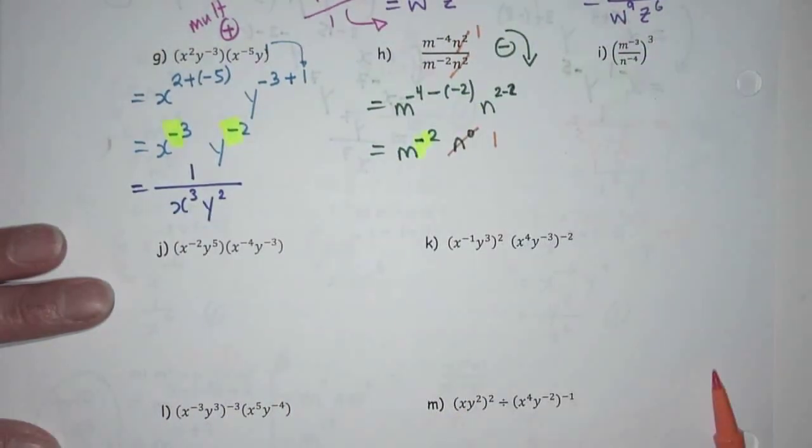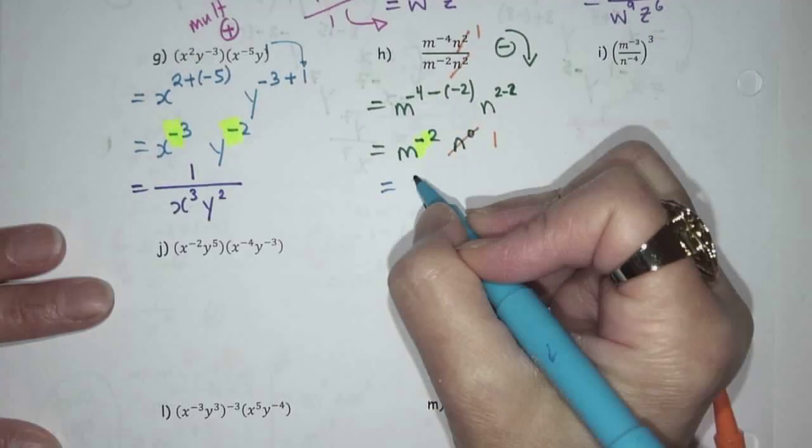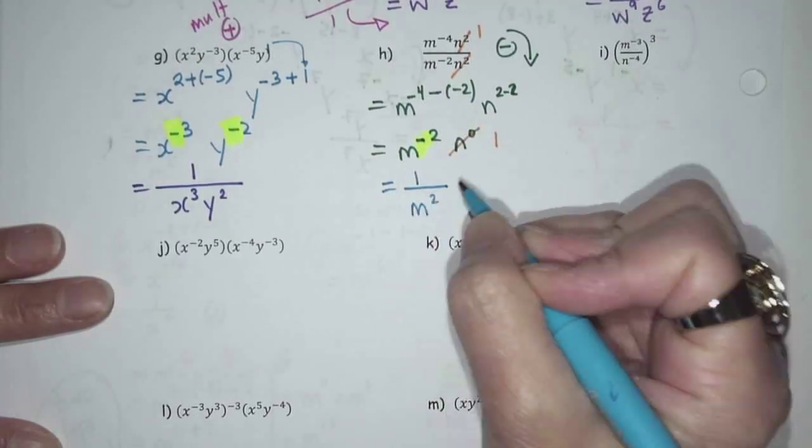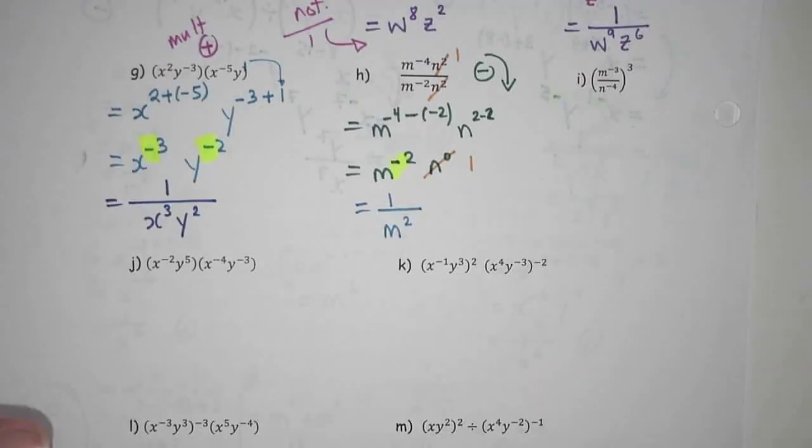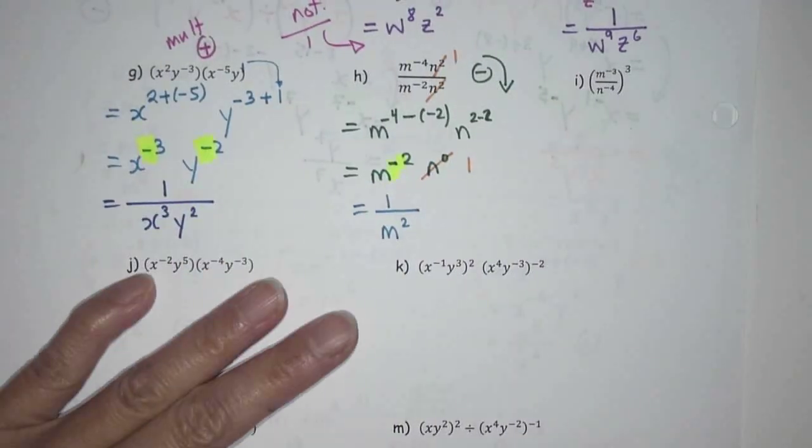And this little negative here, that little guy here, needs to be fixed. So 1 over m squared. The negative means reciprocal, so bring it under, and that one's gone.